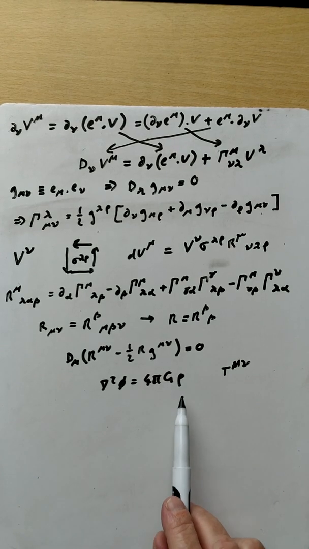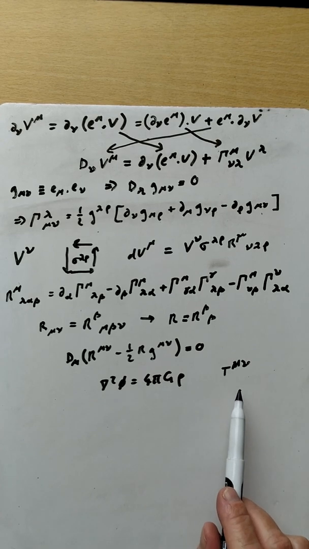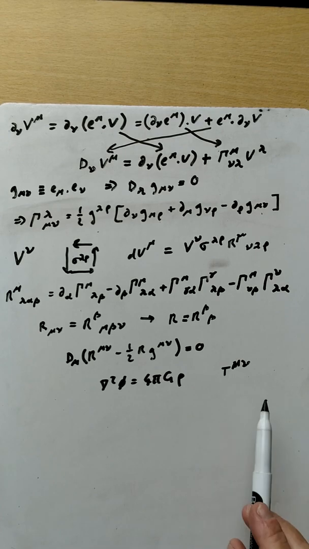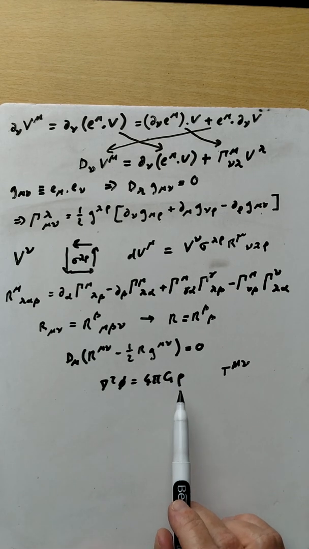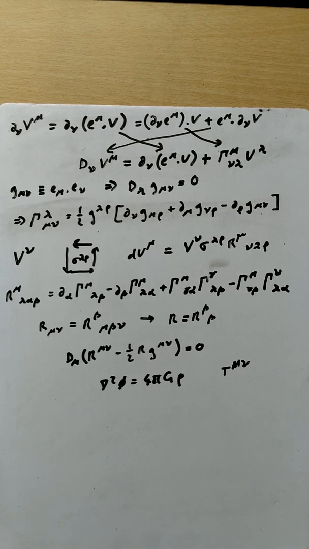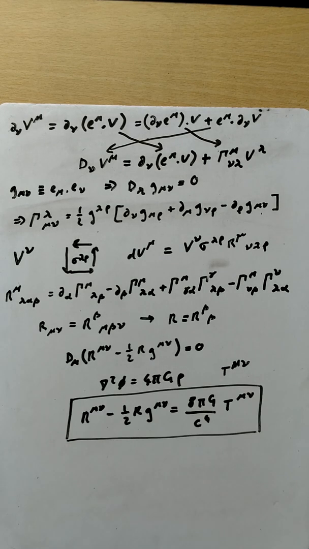Its 0, 0 component is mass and energy. The 1, 1, 2, 2, 3, 3 components are momentum, and the other components are the flows of energy and momentum in various directions. And if we want the constant of proportionality to be correct, we find the following. This is Einstein's field equation. It's a set of 16 simultaneous differential equations.